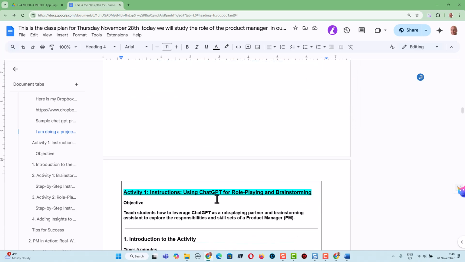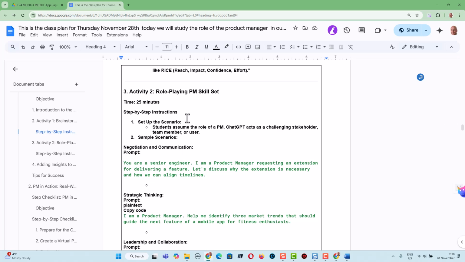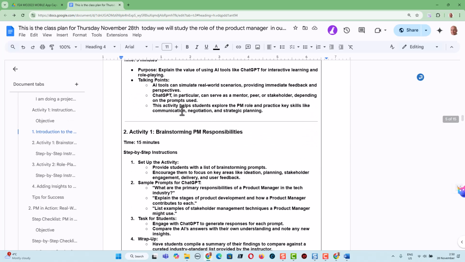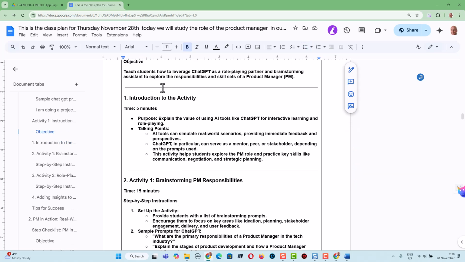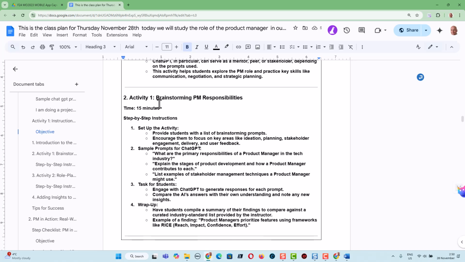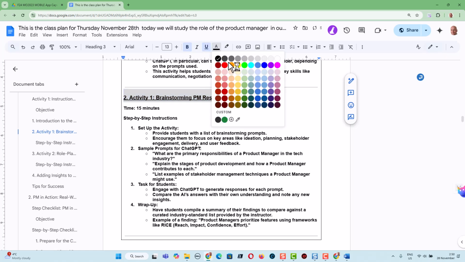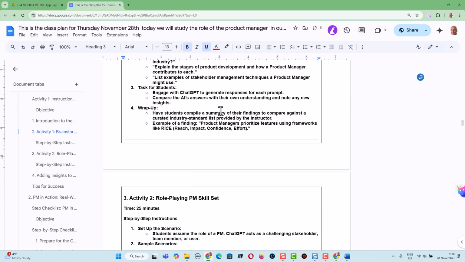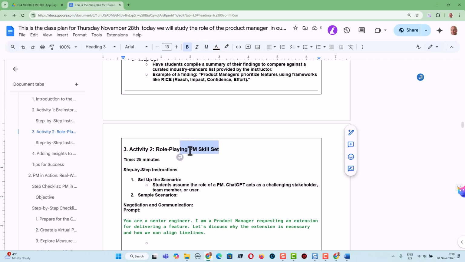So here's what I want. Activity 1, activity 2, brainstorming the project manager's responsibilities. Activity 3, role playing the product. I think this was meant to be a product manager. Yeah, product manager.